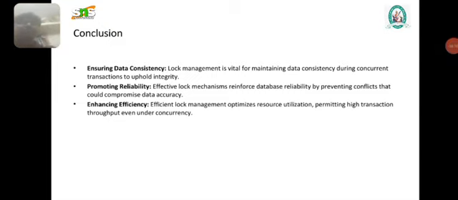In conclusion, it is about ensuring data consistency, maintaining data integrity during concurrent transactions.